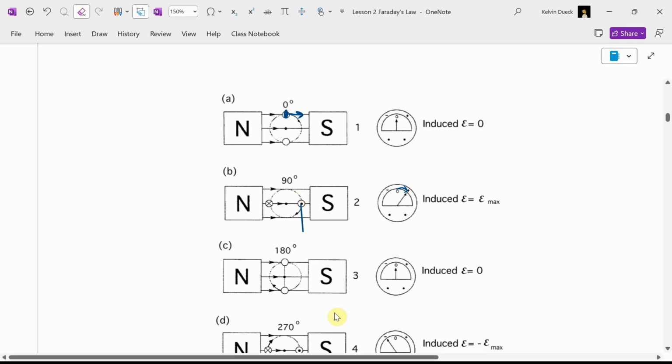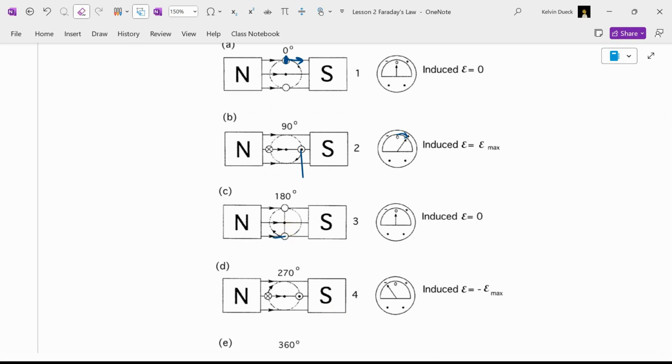What about in picture C? Well, now it's moving this way and this way. We have the same situation as in picture A. Both sections of the coil are moving parallel to the magnetic field. The needle would move back to zero.